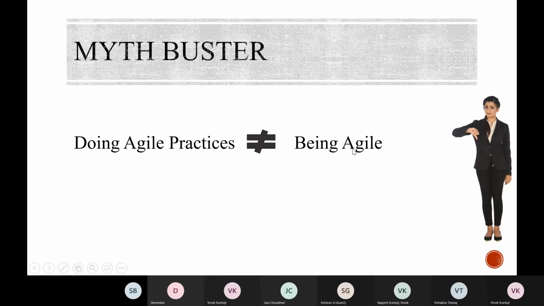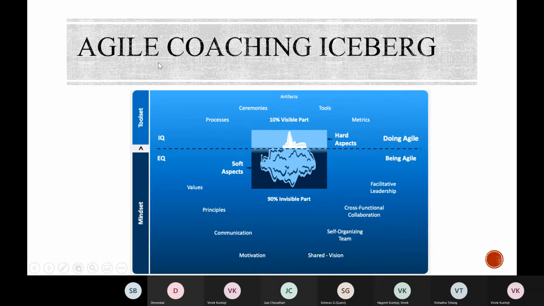So what does being agile mean? This is called the Agile Coaching Iceberg. People who have not yet worked as an Agile coach or are still working as Scrum Master, do not think that this session, wherever you see Agile coaching, is irrelevant. This is very much relevant even for Scrum Masters. As I mentioned, a Scrum Master is also a team level coach.